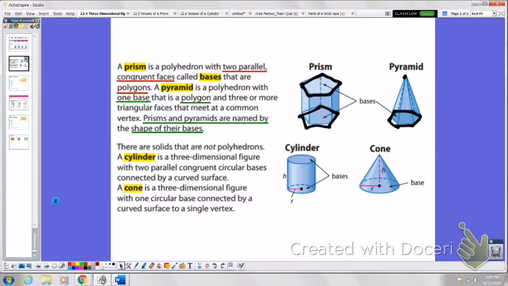There are solids that are not polyhedrons. A cylinder is a three-dimensional figure with two parallel congruent circular bases connected by a curved surface. So if we take a look at our cylinder here, we have these two circular bases. That makes it a cylinder. And a cone is a three-dimensional figure with one circular base connected by a curved surface to a single vertex. So here we have our cone. We all know what a cone is. I think ice cream cone. Traffic cone, we've seen them before.